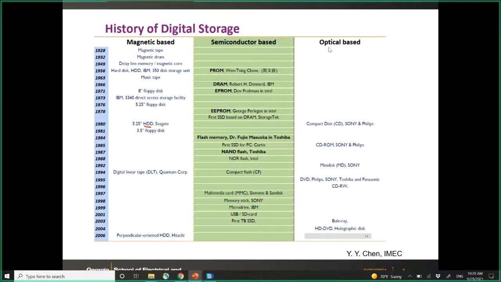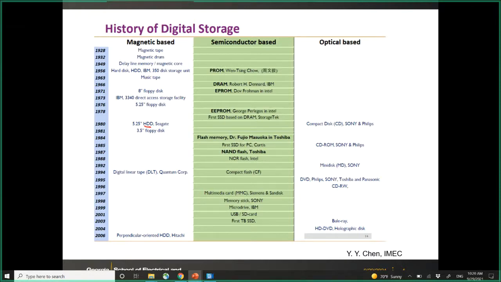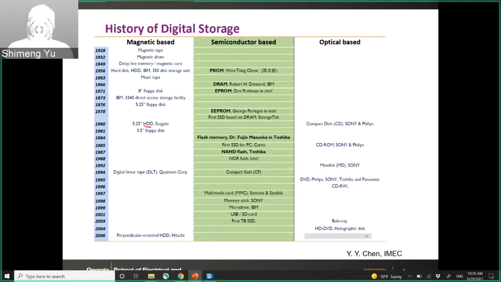And then we may also have the optical-based solutions. I believe you all know CD, DVD, and Blu-ray. Those are based on the optical method. You shine the laser onto the disk, and the disk reflects the light with different strengths. Then you can read out the data, 1 and 0, optically. And of course, those are not mainstream anymore.